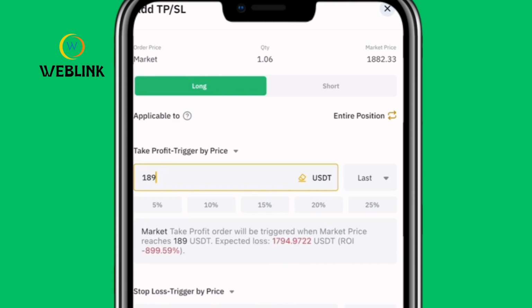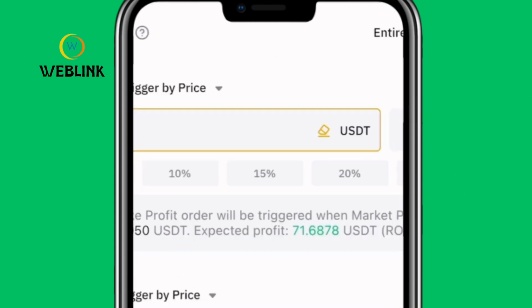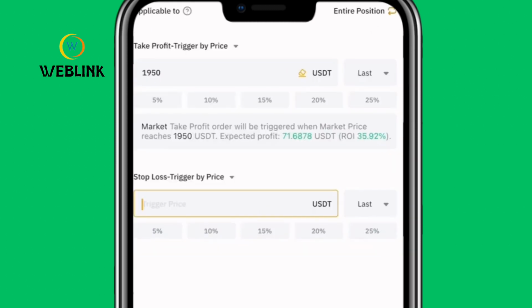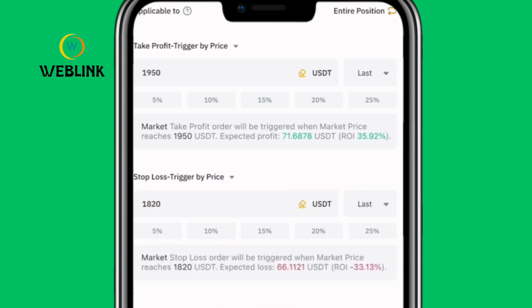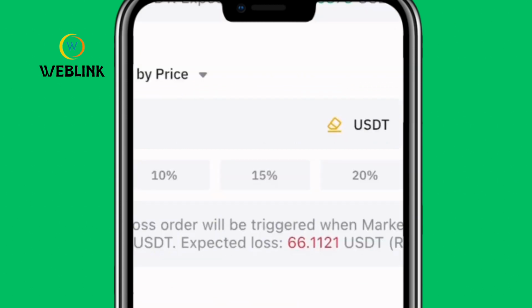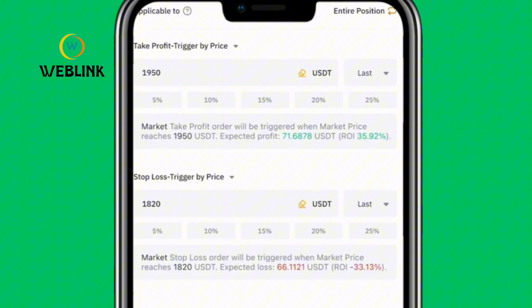And let's say, for example, you want to take your profit at 1,950, you see that you'll be making 71 USDT, and your ROI will be 35.92%. And right here, you come here and enter your stop loss. Let's say we want our stop loss to be 1,820, and then right here, we've seen that you'll be losing 66 USDT and you'll be losing 33% of your capital. That is for take profit trigger by price.